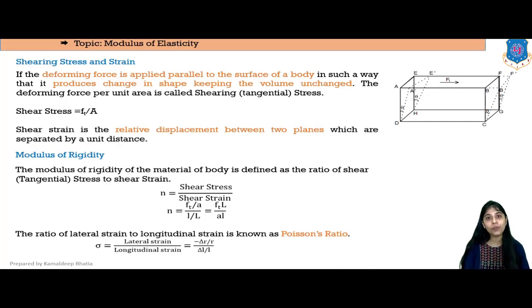So the ratio of these two strains is known as Poisson's ratio, which is unitless, which is dimensionless. So Poisson's ratio is the ratio of lateral strain to longitudinal strain. Lateral strain is delta R by R, longitudinal strain is delta L by L, or dr by R or dl by L respectively. And this negative sign in the expression, you can see, indicates the inverse relationship between change in length and change in radius. So this is Poisson's ratio.